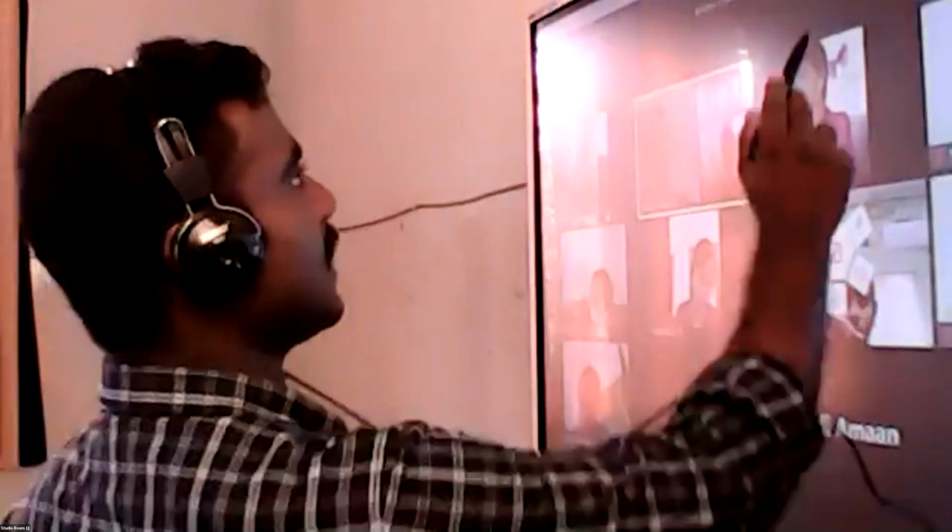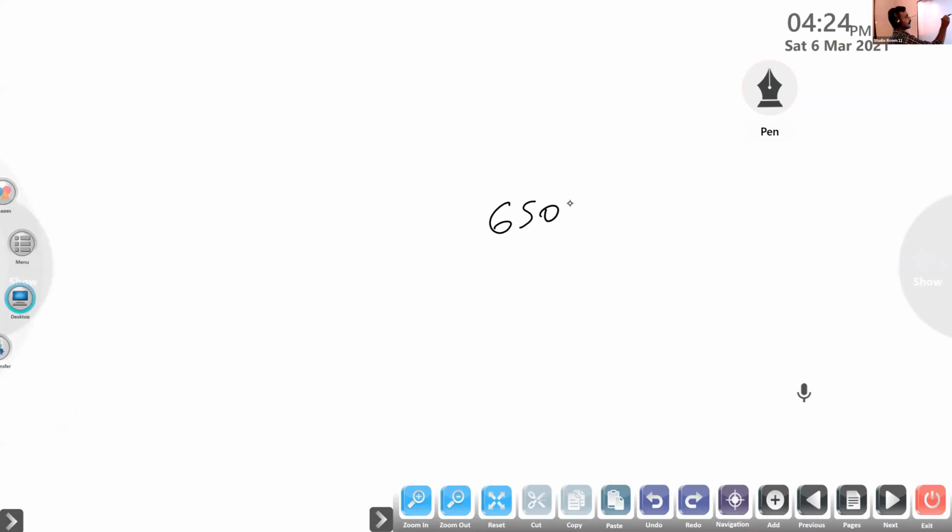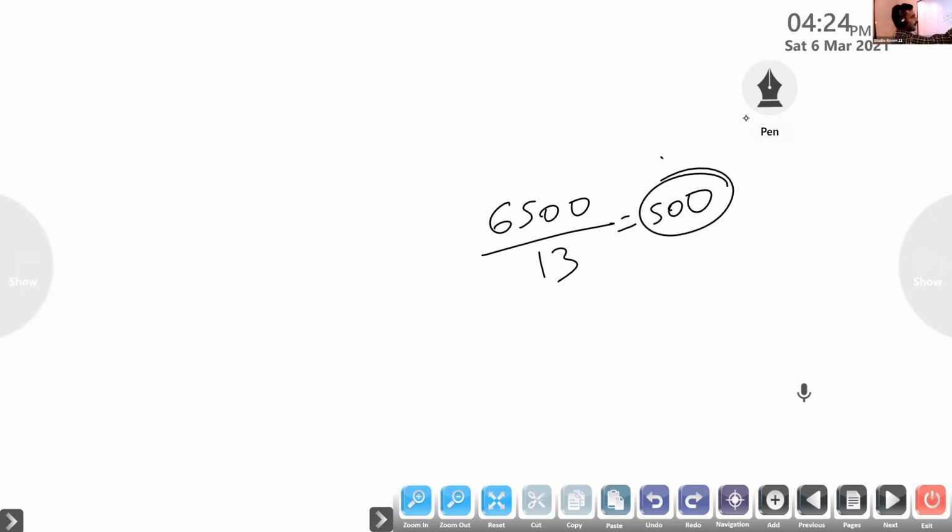Okay, 1 month rent paid in advance. So in this case, how to calculate? 6,500 is the amount given on the payment side. This is for 13 months, so you will get 1 month rent: 500. If it is 2 months rent paid in advance, then 6,500 divided by 13. Clear? Then we will get 1 month.